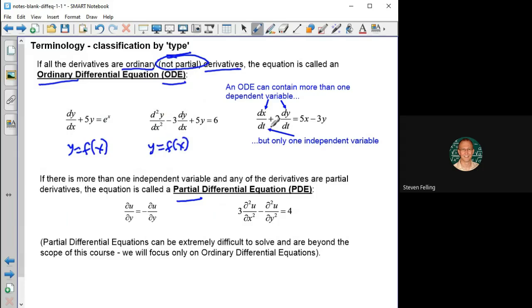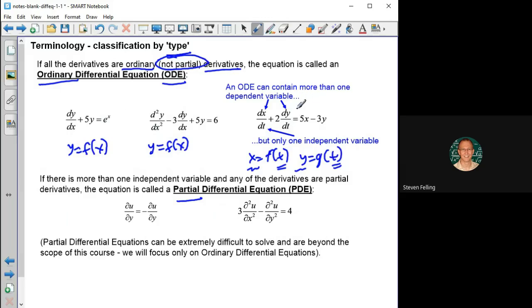Not a multivariable function, right? You can even have, although we won't see it too much in this course, more than one dependent variable, but you can still only have one independent variable. So you might have x as some function of t, and y as some different function also of t. So I have two dependent variables, but they both depend on the same independent variable t. If they both depend on t, then they're still ordinary derivatives. dx/dt is an ordinary derivative, dy/dt is an ordinary derivative, and therefore this would be an ordinary differential equation.